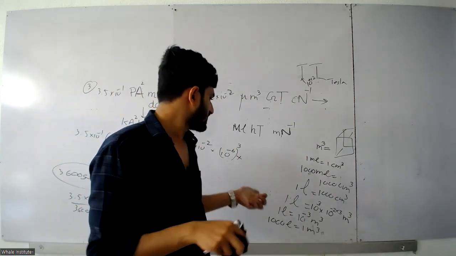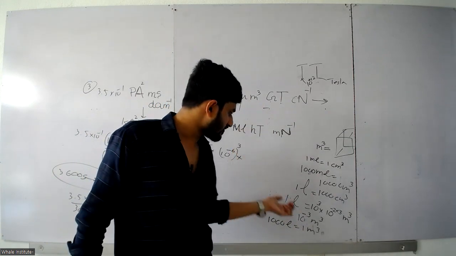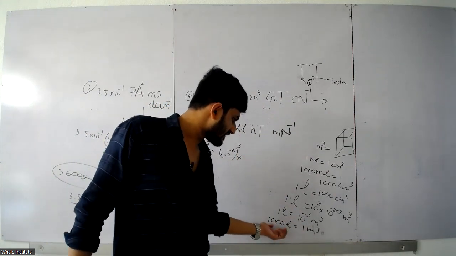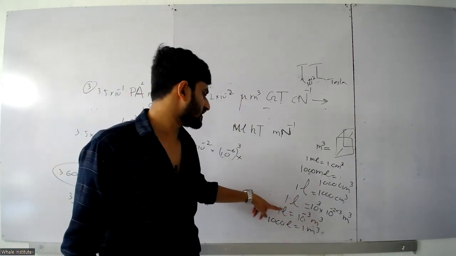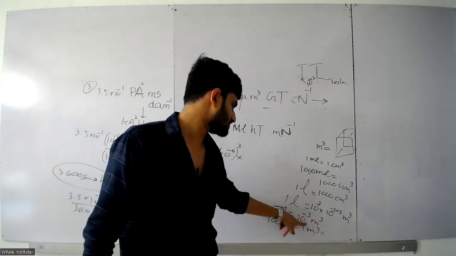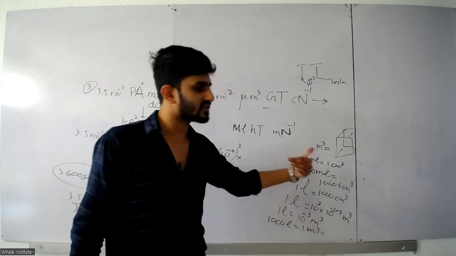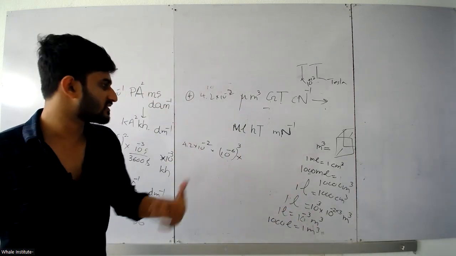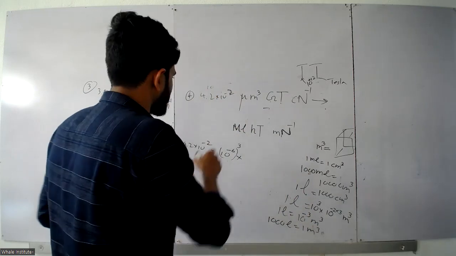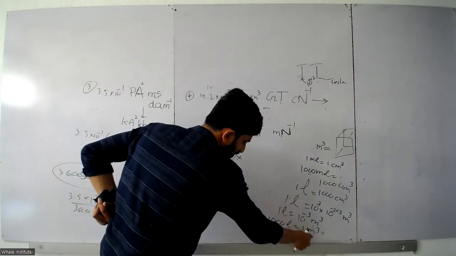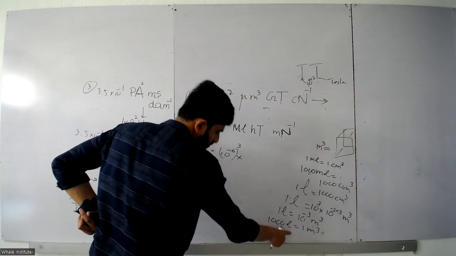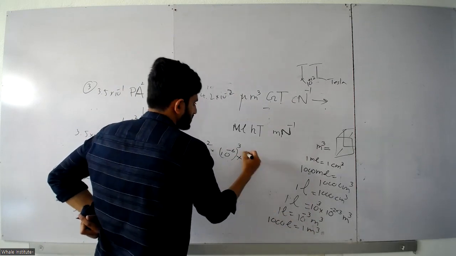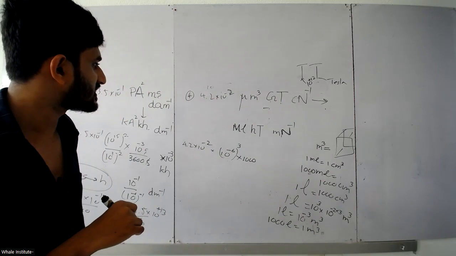Liters to cubic meters: see 1 liter means how many cubic meters? 10 to the minus 3. Cubic meters to liters. So 1 cubic meter equals how many liters? 1000. So we have to multiply by 1000. Now it becomes in liters.